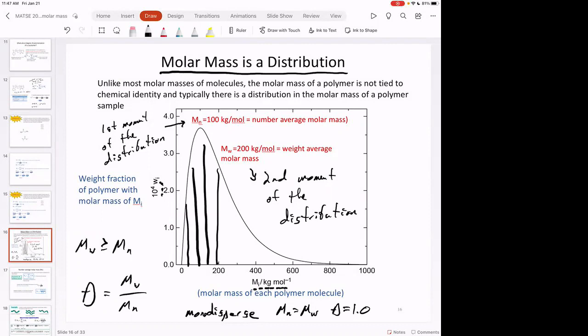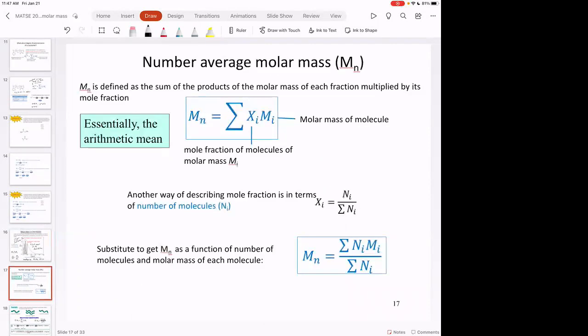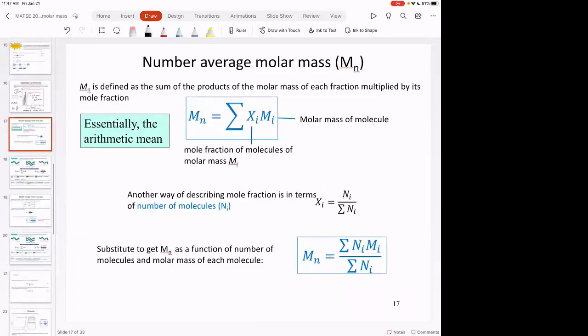Good. All right, now here comes the math, and you'll need this for the homework. So the number average molar mass is easy. You just take the mole fraction times the molar mass of the molecule, and you can get the Mn. So remember, Mn is always the easy one. That's why it's called the first moment.